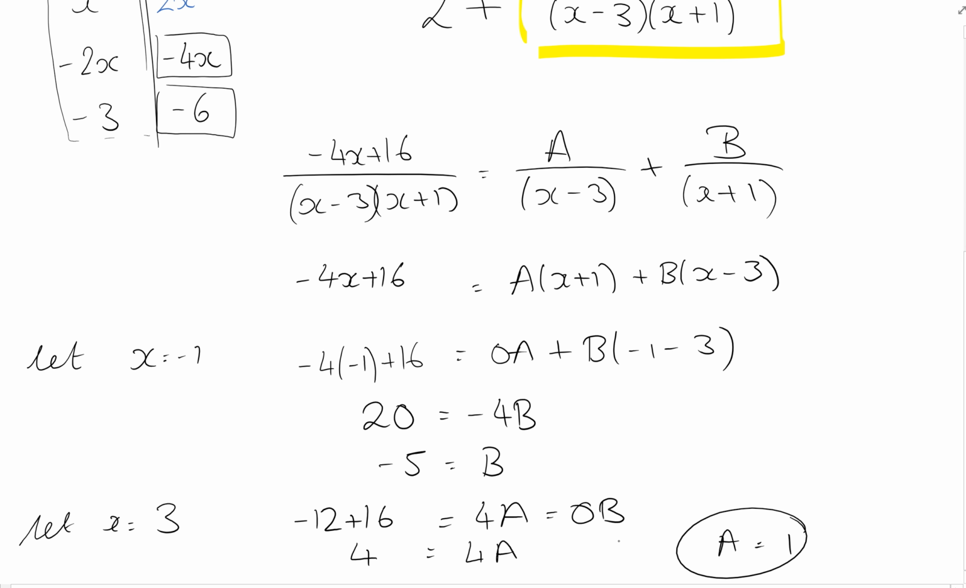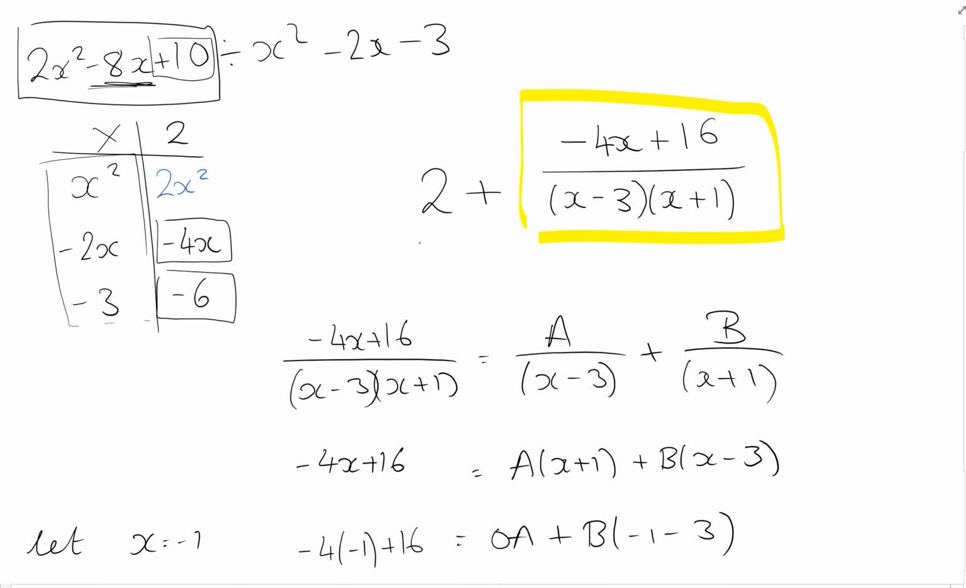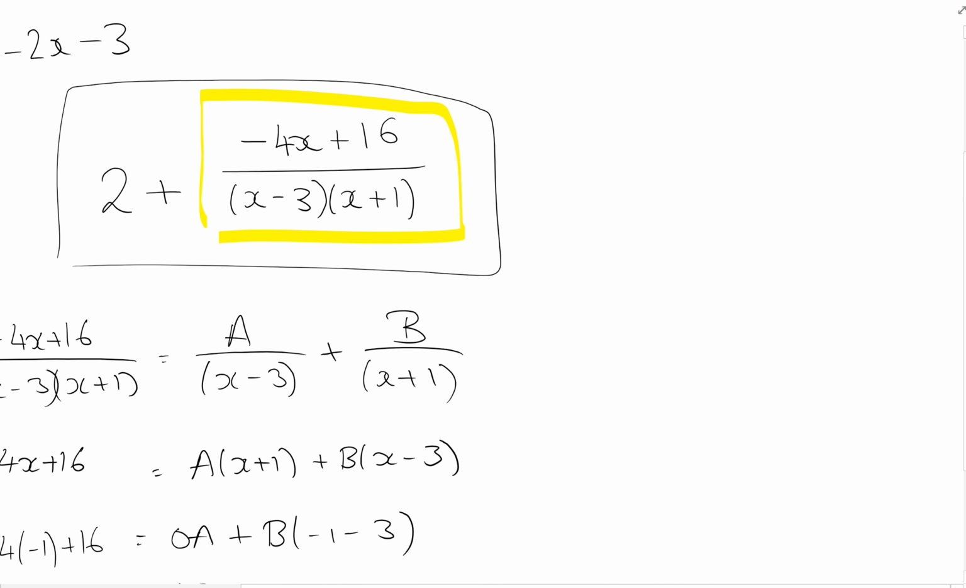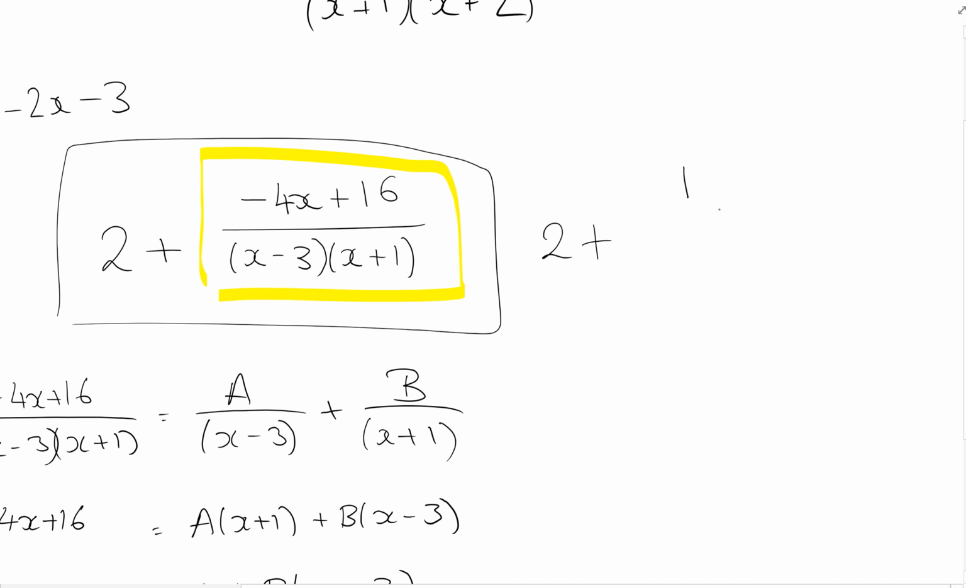So taking these two results of a is equal to 1 and b is minus 5, we can then go back up to here, this thing, and effectively what we've written below it. So what's now in the yellow box can be rewritten as two partial fractions instead. So we've got 2 plus, now a was 1, so 1 over x minus 3.